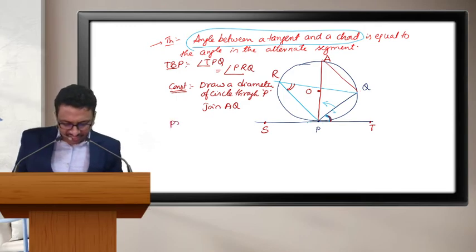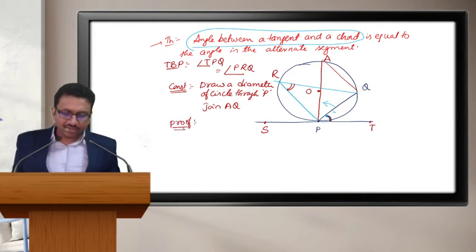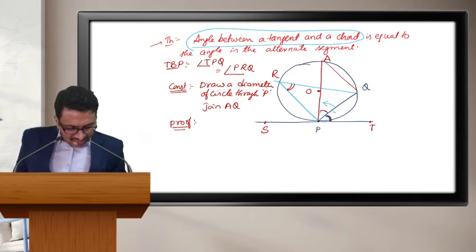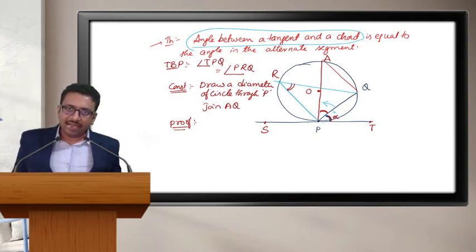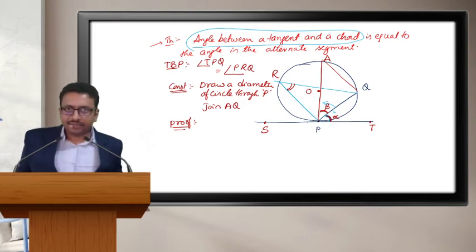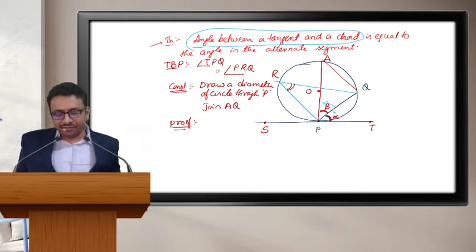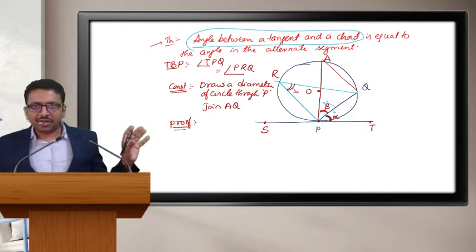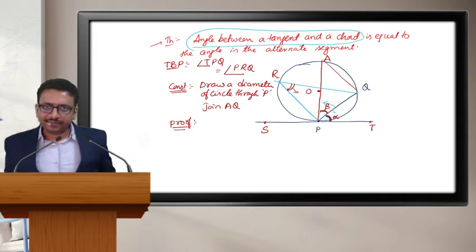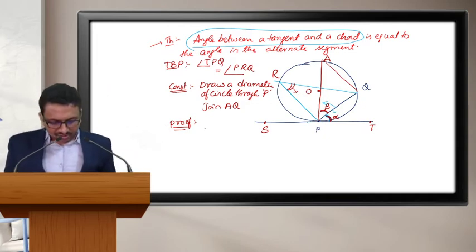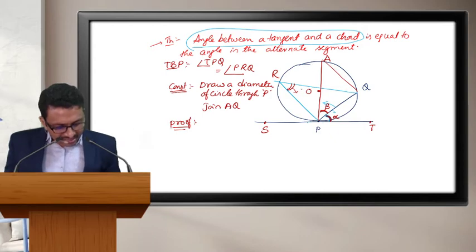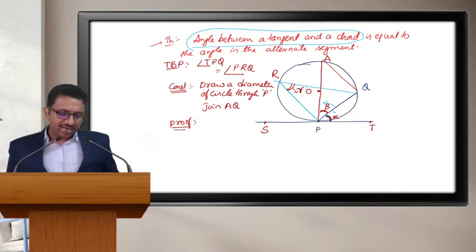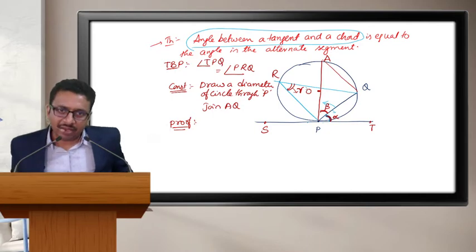Now, let's take the proof. Let us take this angle as alpha, the required angle, and let us take this angle as beta. Effectively, what should you prove? You have to prove that angle PRQ is also equal to alpha. So let us take angle PRQ as gamma.